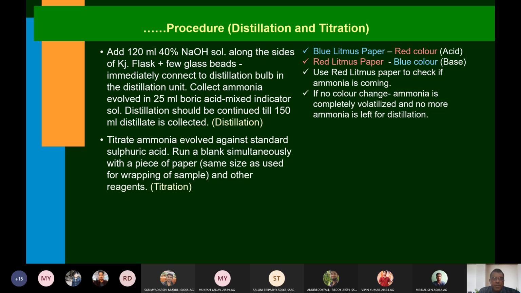And when you use red litmus paper, if it is converted to blue color, that means ammonia is still present. Ammonia is still coming to the boric acid. Therefore, let us continue it for some more time. If it does not change the color from red to blue, that means your ammonia is not there. So you can stop your distillation. So this is how one can use litmus paper to see whether ammonia has been completely distilled or not. So if no color change, ammonia is completely volatilized and no more ammonia is left for distillation.